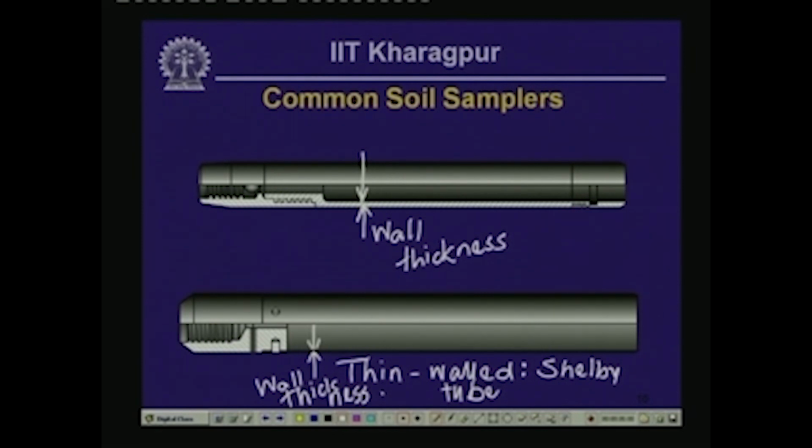In the case of a thin walled Shelby tube sampler, the adapter near the top is shown on the left just like before, and this is the shoe that cuts into the soil as the sampler is inserted into the ground. In this case the sampler is not hammered in, but simply pushed into the soil gently. So, a Shelby tube is a pushed-in type of sampler, whereas the split spoon thick walled sampler is typically hammered into the soil. So, that is the construction essentially of a thick walled and a thin walled sampler.